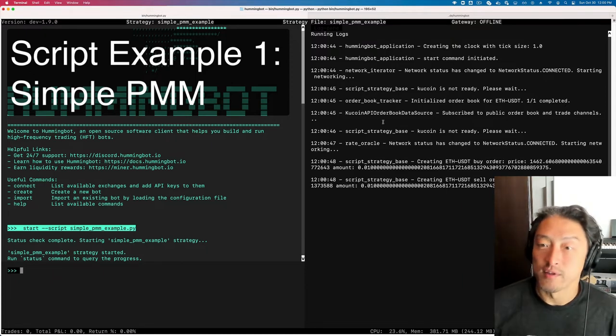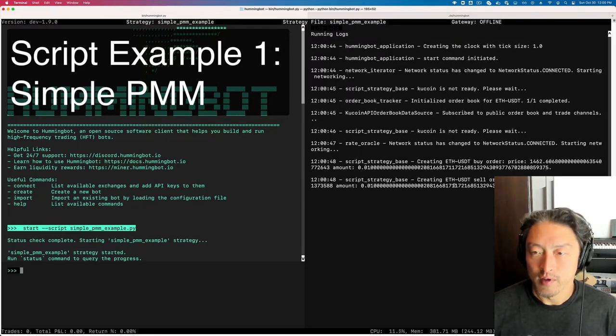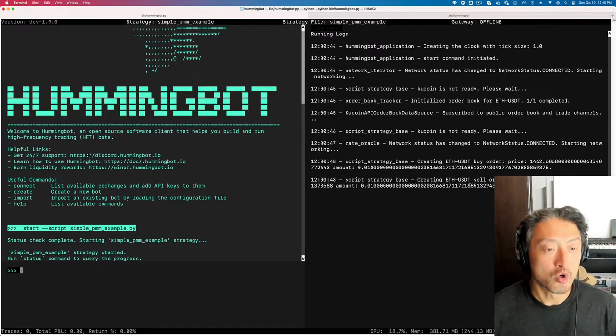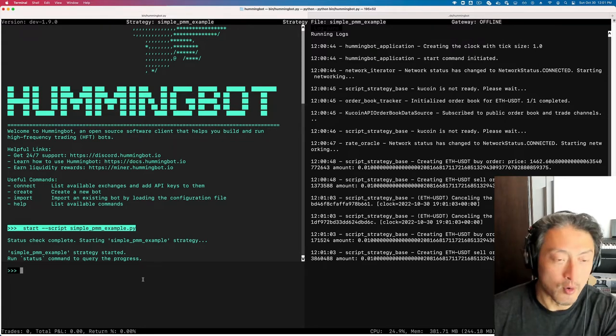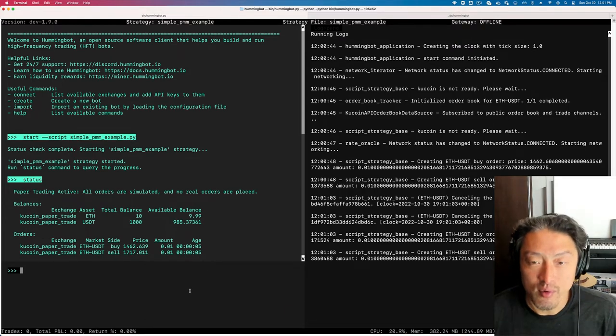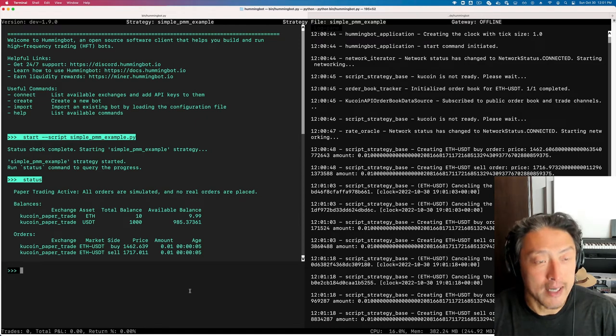So here Hummingbot has initialized the order book on KuCoin, and it's basically placing a buy order and a sell order on the KuCoin order book. Now, this is set up in paper trading mode, so it's not actually creating these orders, but it's mocking these orders, and it's basically doing everything that it would if it were doing real trading. And this is really a feature of Hummingbot that allows you to understand what it's doing beforehand, so paper trading.